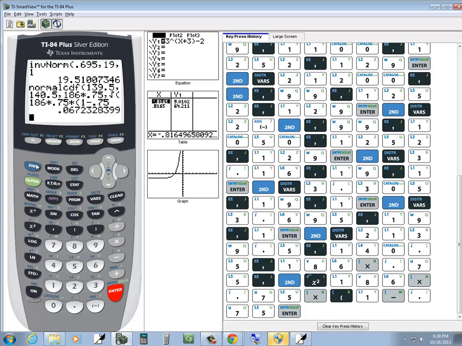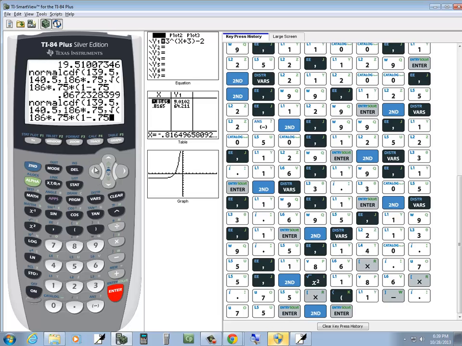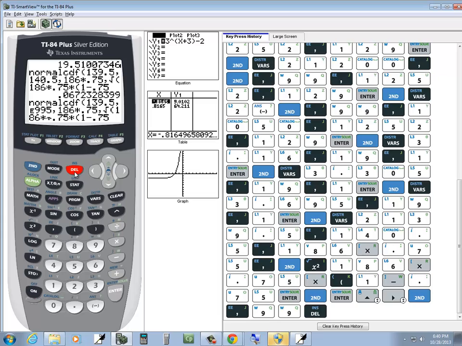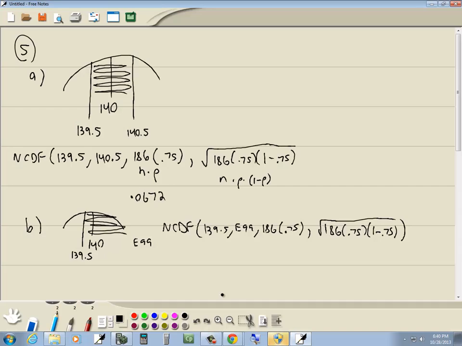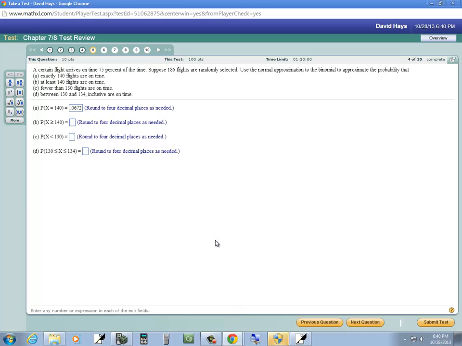You should be able to bring up previous entry. If I do a second enter, I bring up previous entry. And 139.5 is okay, but 140.5, I'm going to change that to E99. So I do second comma, 99, delete, delete. Okay, so 139.5, comma, E99, and then the other two are the same. So press enter, and it rounds to 0.5. I don't think I need to put zeros, but just in case.